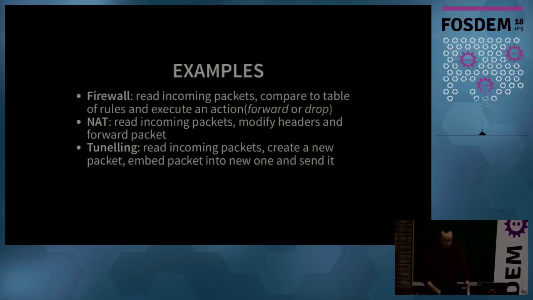For example, a firewall essentially is an application that reads incoming packets, compares them to a table of rules, and executes an action depending on the result. It either forwards the packet or drops it. A network address translator gets incoming packets, modifies their headers, source IP, destination IP, recalculates the checksum, and forwards the packet. And a tunneling application gets incoming packets, creates new ones, embeds the old one into the new one, and sends it through the network. So these are the types of applications that you can build with Snabb.